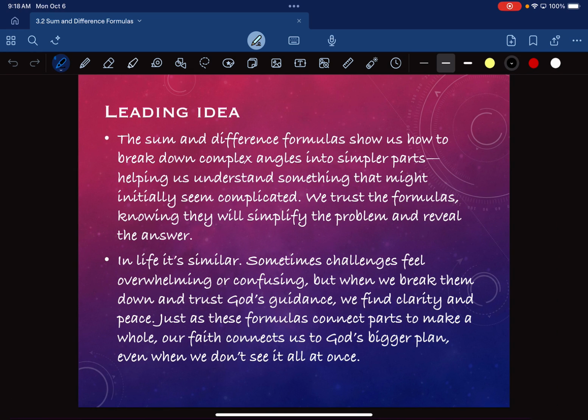The sum and difference formulas show us how to break down complex angles into simpler parts, helping us to understand something that might initially seem complicated. We trust the formulas, knowing they will simplify the problem and reveal the answer. In life, it's similar. Sometimes challenges feel overwhelming or confusing, but when we break them down and trust God's guidance, we find clarity and peace. Just as these formulas connect parts to make a whole, our faith connects us to God's bigger plan, even when we don't see it all at once.